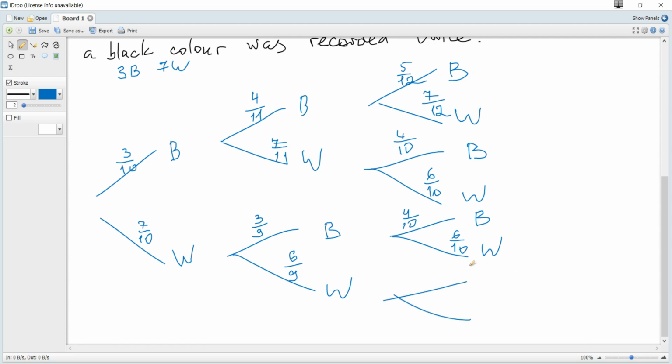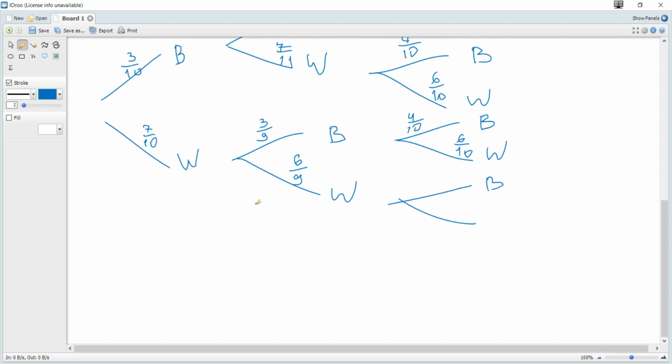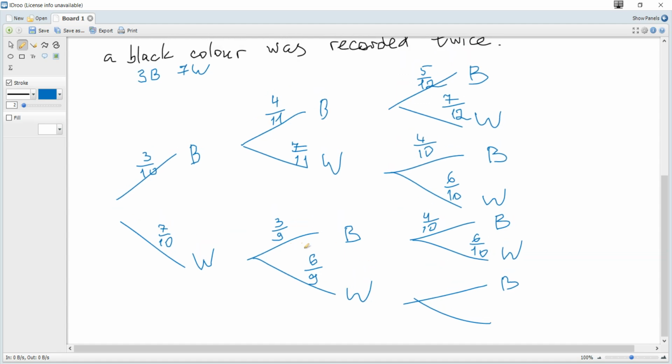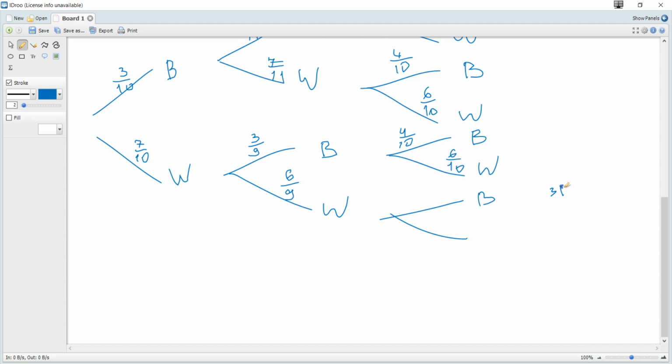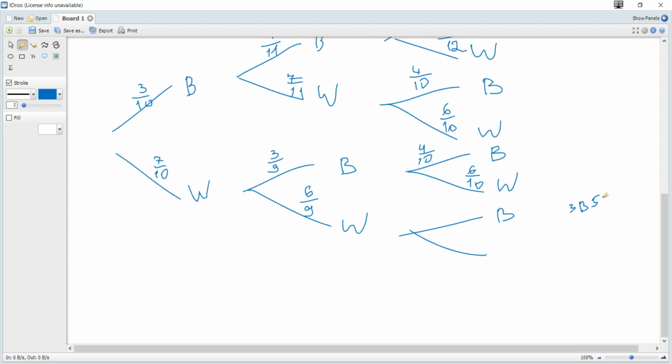And here white, white means minus 2 white, so we have 3 black and 5 white, so the probability to get black is 3 out of 8, and hence 5 out of 8 to get white.